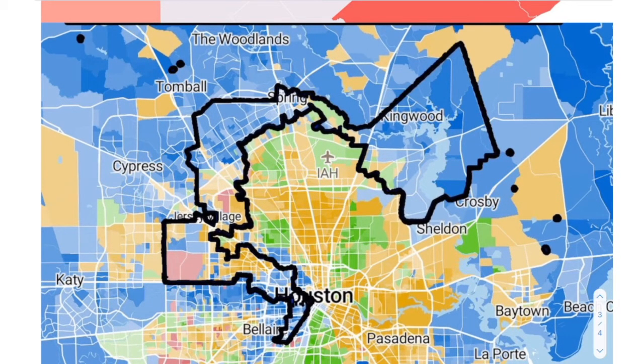Check it out. This line, I mean, this is not a coincidence. This line goes right along where the white folks live. And it cuts out where, I mean, this is mostly black and Latino folks live, all right?